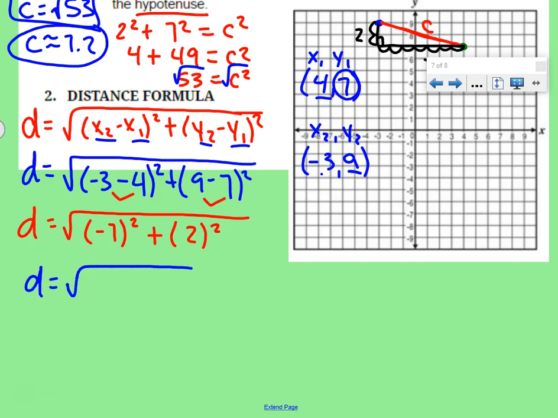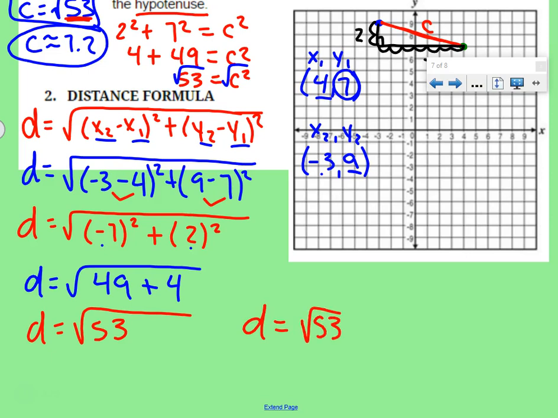So d equals the square root of -7 squared would be -7 times -7, which is 49, plus 2 squared is 4. And then we have d equals the square root of 49 plus 4, which is 53. So d equals the square root of 53, which is just what we got before. And then the distance would be the square root of 53, which is approximately 7.2. So we get the same answer, whether we use the Pythagorean theorem or the distance formula. It just depends on which one you're more comfortable with.